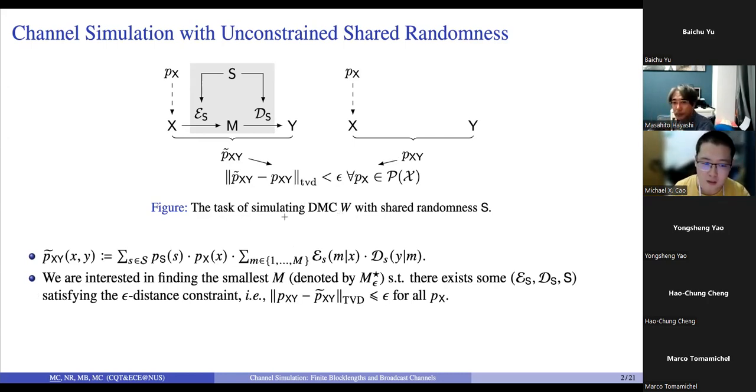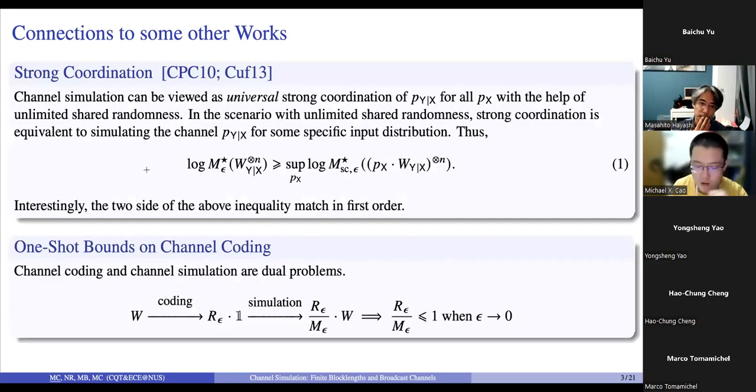So we're interested in finding the smallest alphabet for M such that there exists some encoder, decoder, and shared randomness tuple satisfying the distance constraints. That is called the epsilon cost of the task of channel simulation. This is related to the notion of strong coordination, in which case PX, the input distribution, is actually known beforehand. In that case, you try to reconstruct the joint distribution PXY, but the input symbol is not controlled by you. Whereas in channel simulation, you need to recover the joint distribution without knowledge of the input distribution, in a sort of universal way.